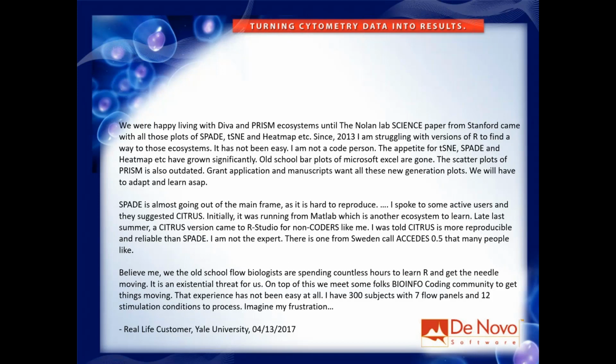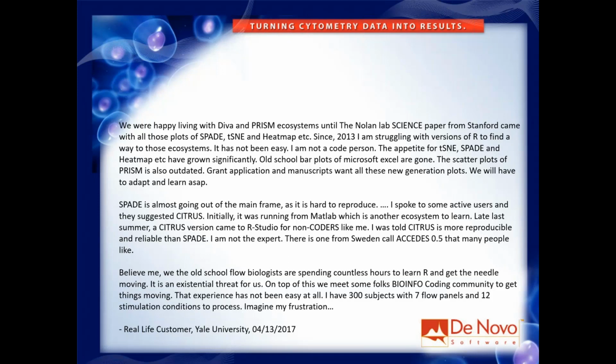Believe me, we old school flow biologists are spending countless hours to learn R and get the needle moving. It is an existential threat for us. This experience has not been easy. We have 300 subjects with 7 flow panels and 12 stimulation conditions. Imagine my frustration.